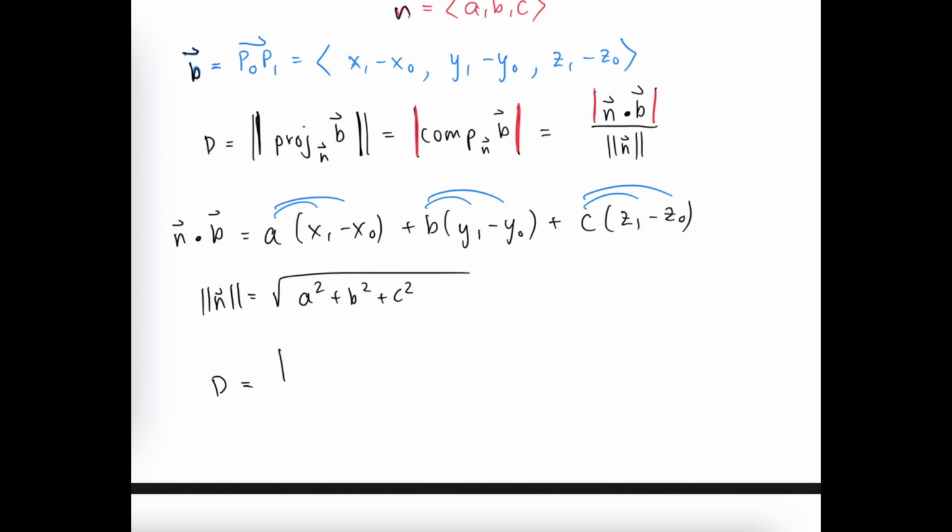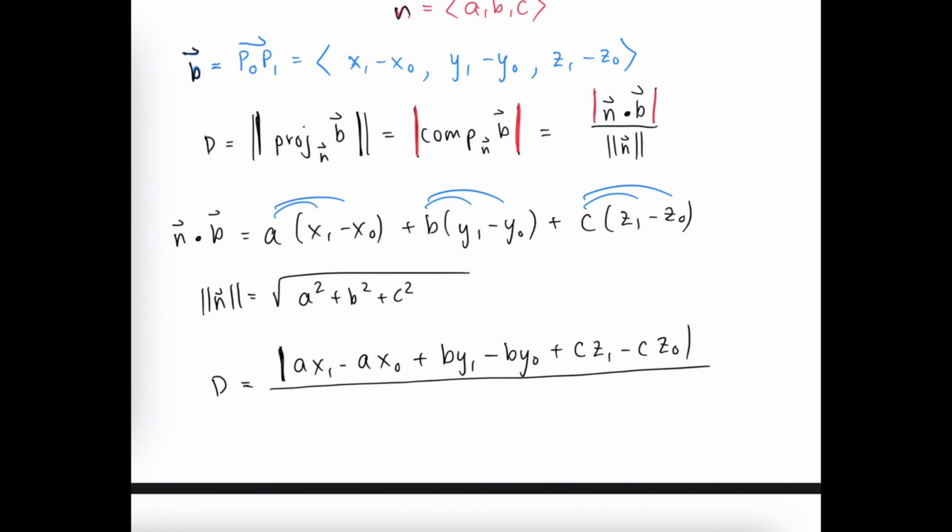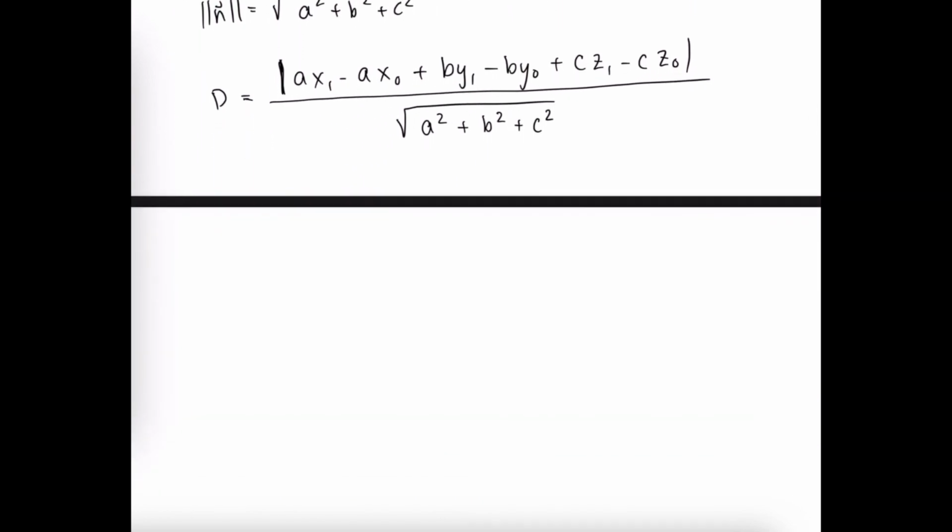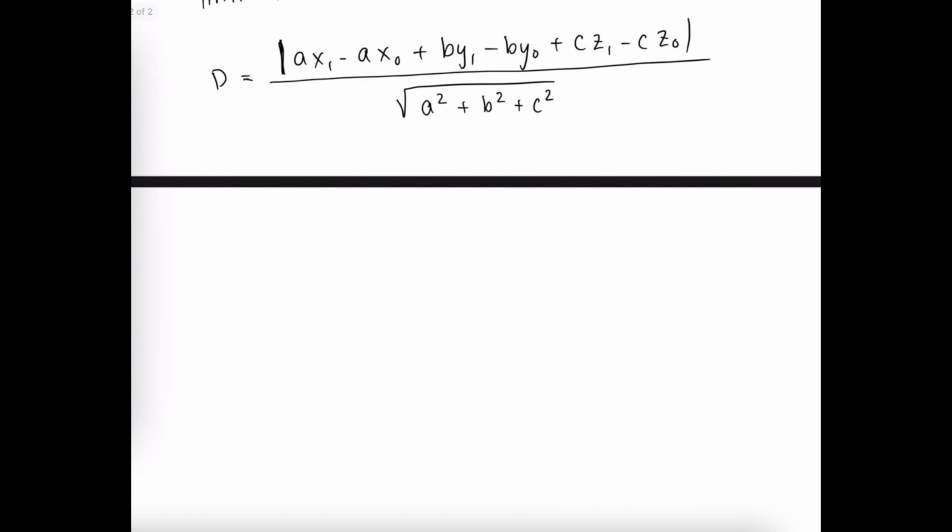So we'll have the absolute value in the top of a times x1 minus a times x naught plus b times y1 minus b times y naught plus c times z1 minus c times z naught. And all of that is enclosed in absolute value bars in the top. Now, this is the magnitude of n in the bottom, so we also are looking at a principal square root here, so there's no need for additional absolute value bars in the denominator. Let's work with this a little bit because this isn't quite our desired distance formula.